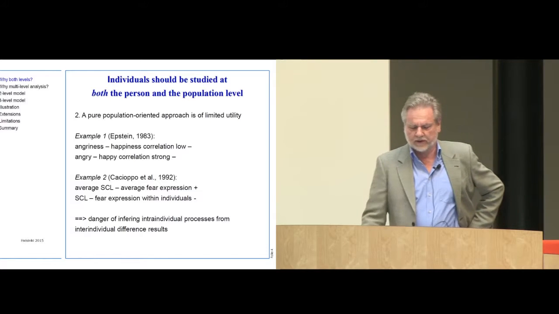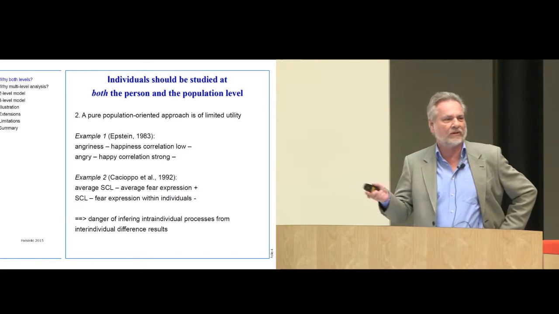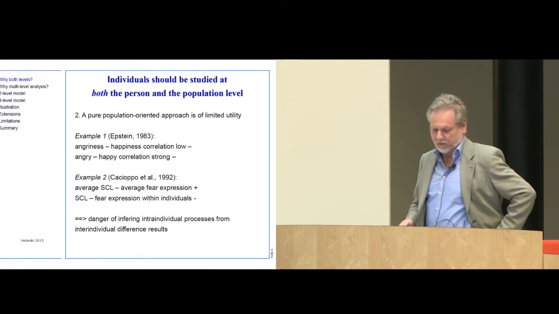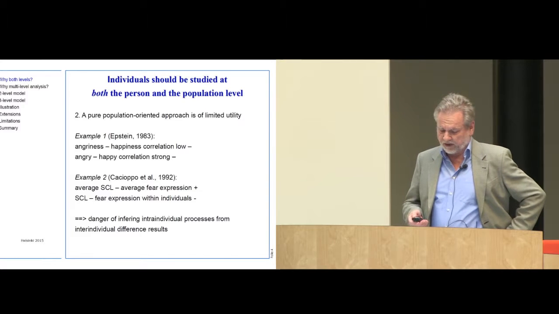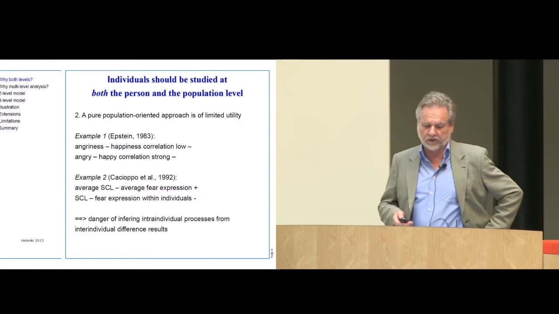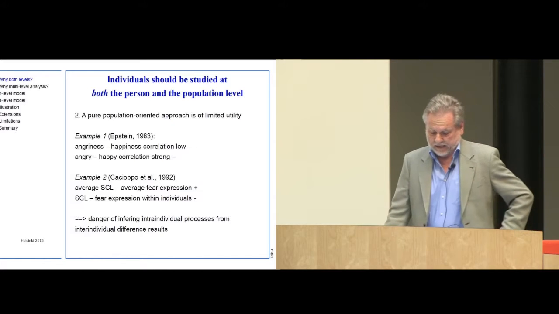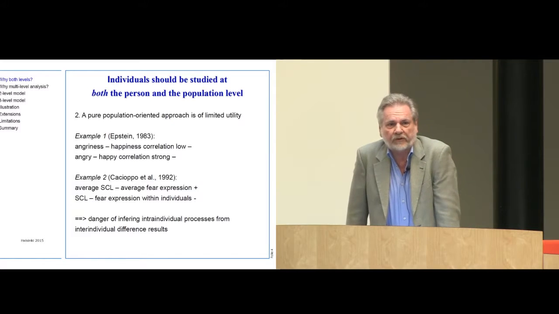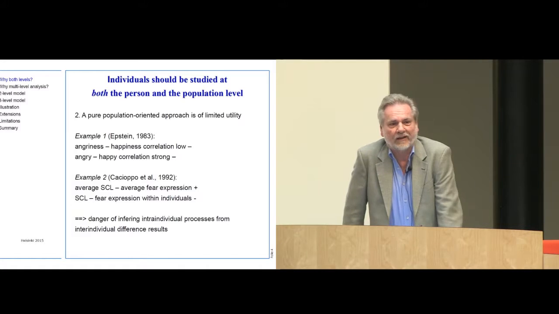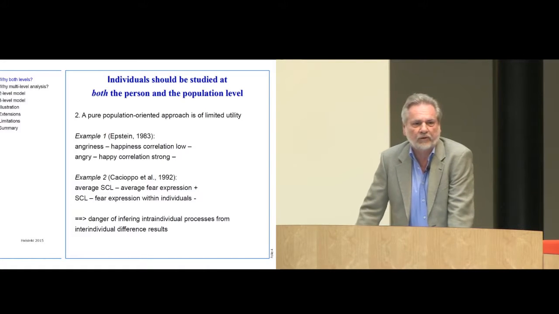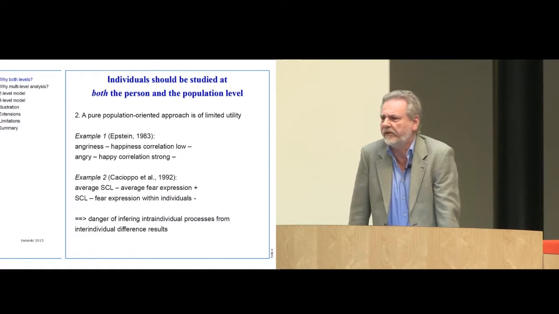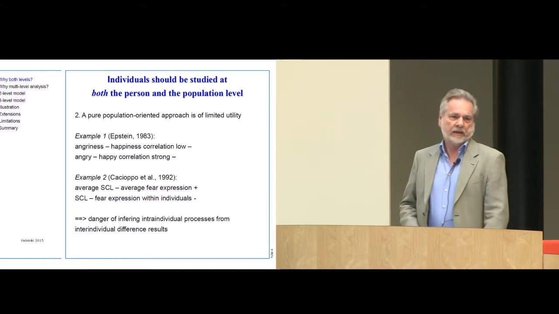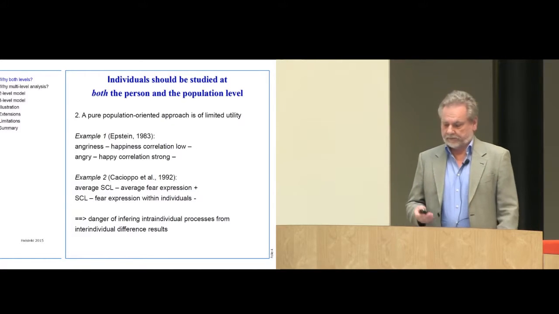And there are other examples. Your typing speed example is a wonderful one. So it is very dangerous to infer intra-individual processes from inter-individual difference results. In my experience as an editor, and I have been on the editorial board of JPSP for quite some years, the most widespread error in psychology is this inference. It's regularly made, particularly by social psychologists.